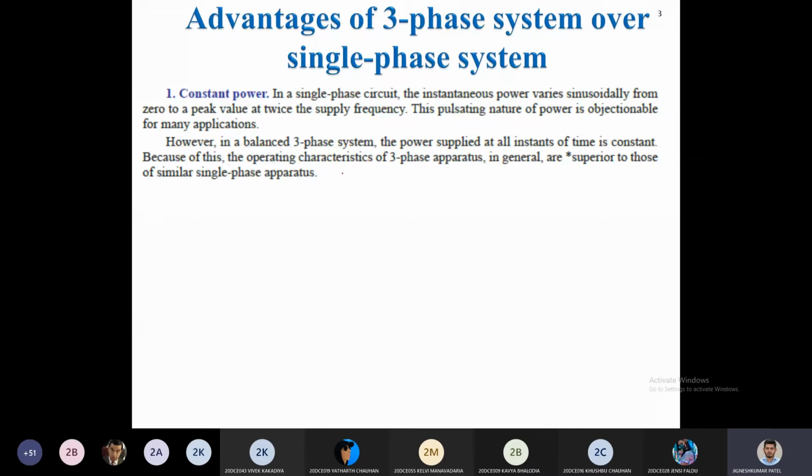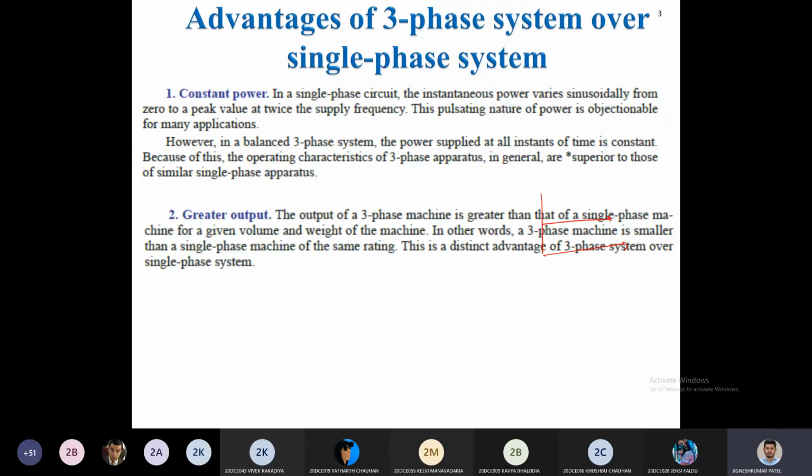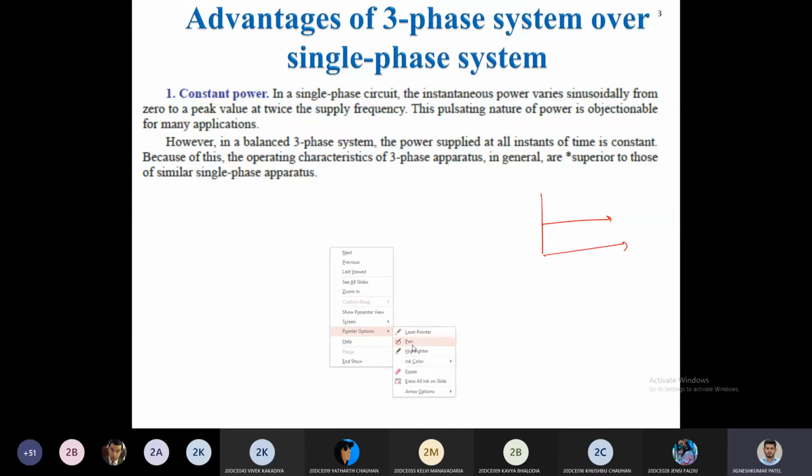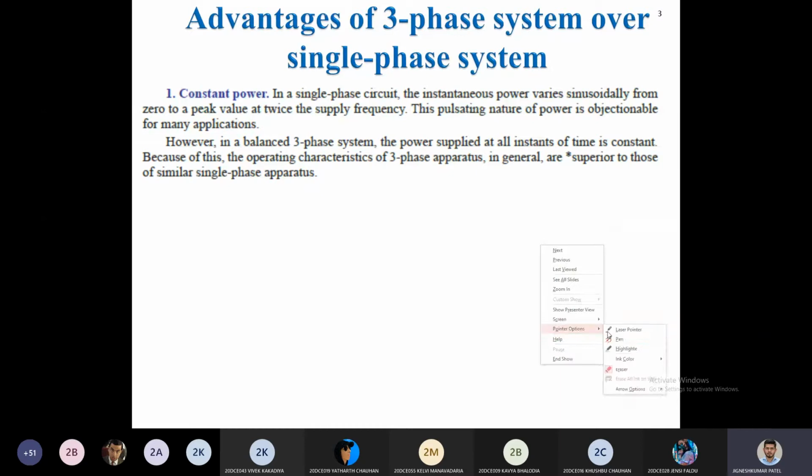Because of this, the operating characteristics of three-phase apparatus are in general superior to those of similar single-phase apparatus. So we'll get a power graph like this. How do you get that? We'll see that later on if it is in your course. Otherwise, this is the scenario. The performance of your apparatus would be greater compared to a single-phase system, because in a single-phase system you have pulsating power, but here you don't.